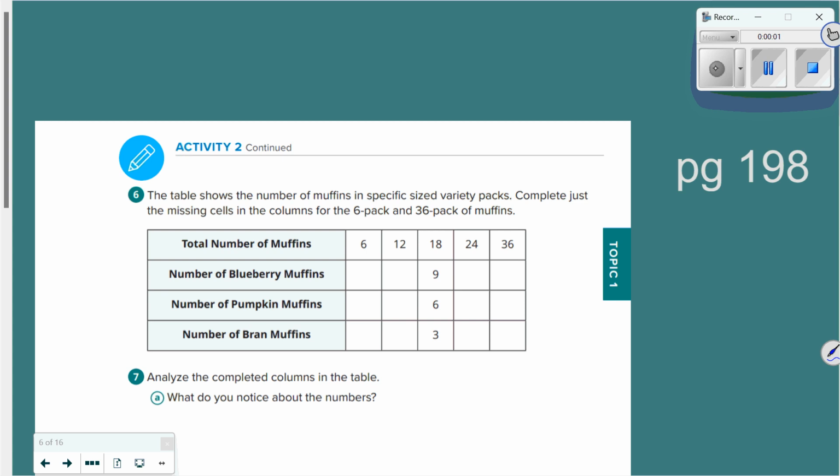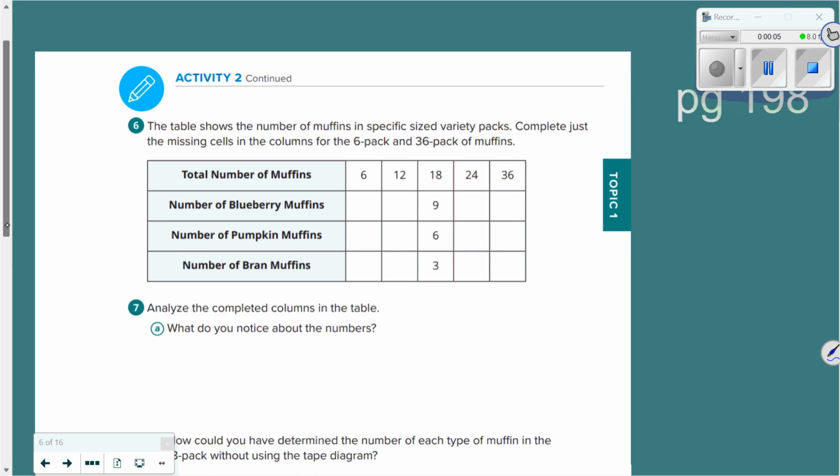Table show, we're on page 198. Unfortunately, the different classes got different points, so we're just picking up here for the recording. On this one, the table shows the number of muffins in a specific pack. Complete the missing cells in the columns for the 6-pack and 36-pack. In other words, right now, we've given you what was in the 18-pack. I want you to do the 6 and the 36.